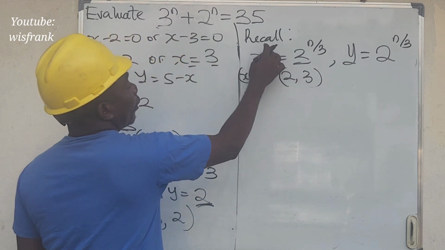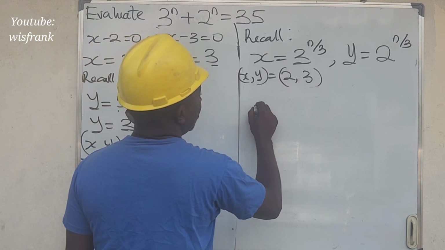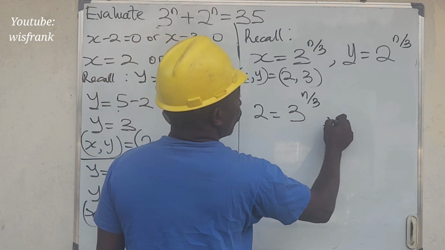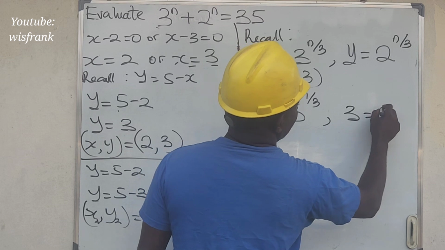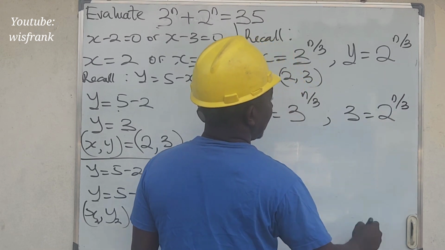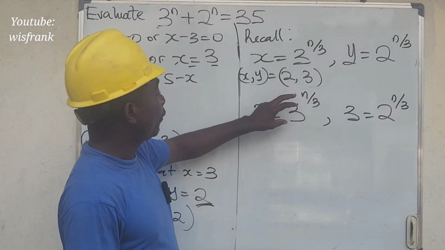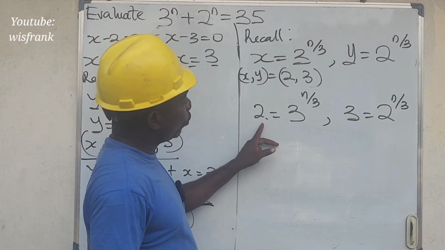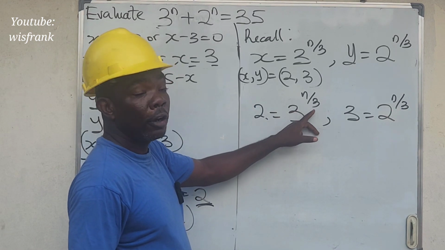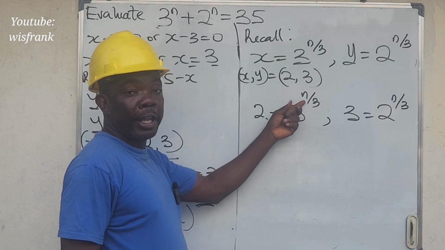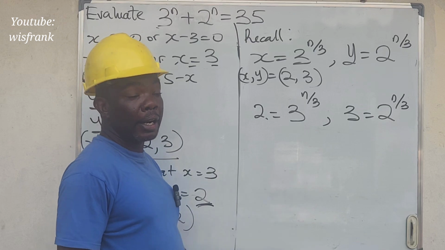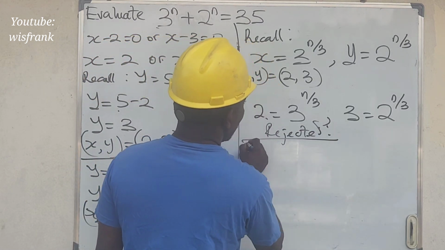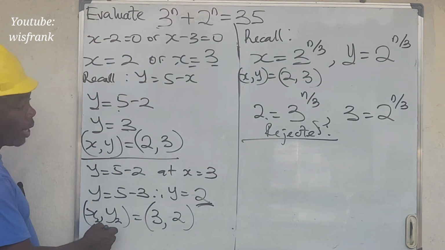So we have this. For the value of x, our x is 2, so 2 equals 3 to the power of n all over 3. Then for the value of y, 3 equals 2 to the power of n all over 3. So this is what we have for the first case of x and y. You can see that when we have 2 equals 3 to the power of n all over 3, for us to find the value of n in this equation, it has no integral value. So this is rejected.